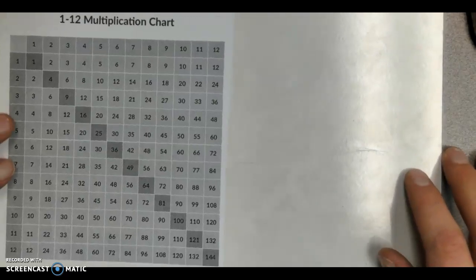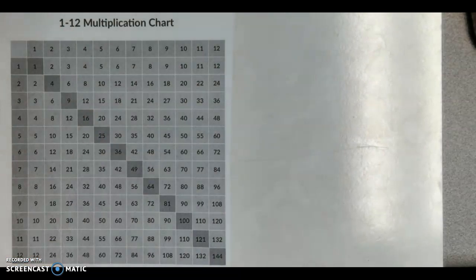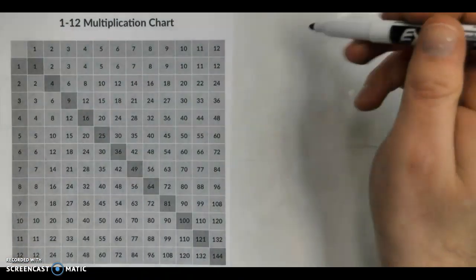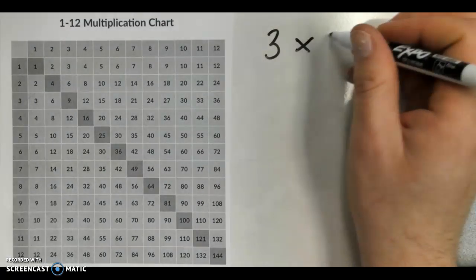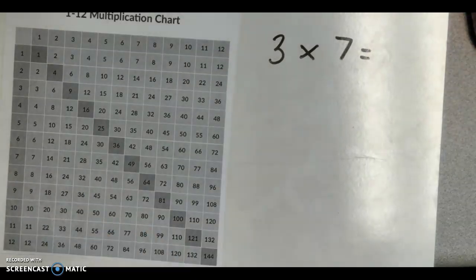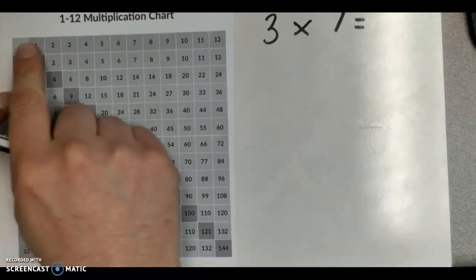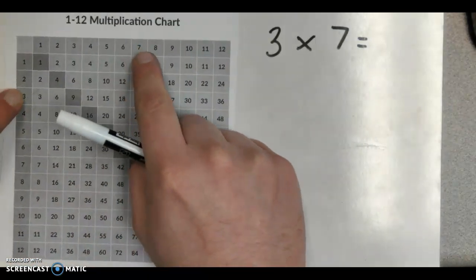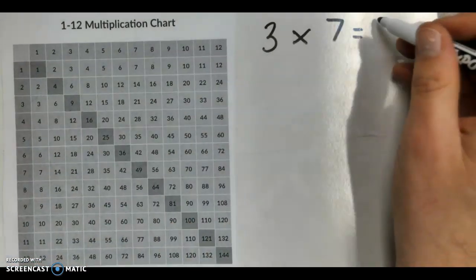Alright everyone, welcome to how to use a multiplication chart to multiply and divide. So let's say I have a problem like 3 times 7. If I look at my chart, I can put one finger on my 3, which is one factor, my other factor is 7, and I look where they meet, which is 21.